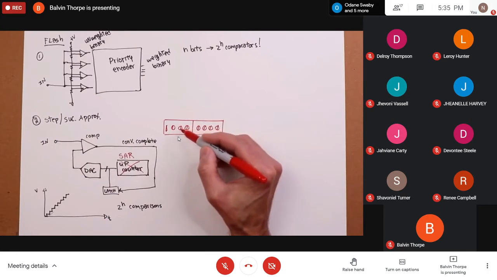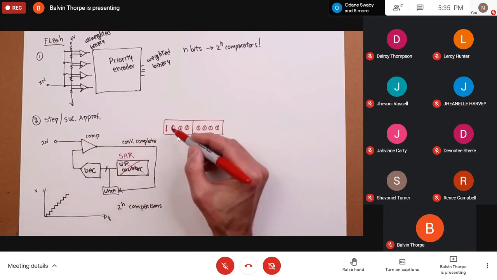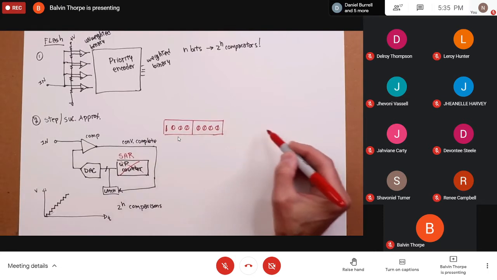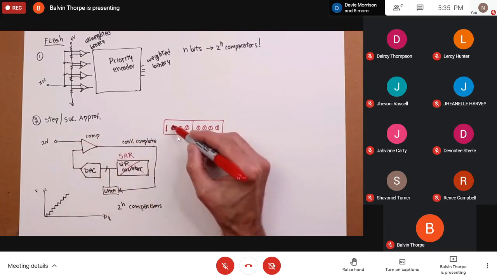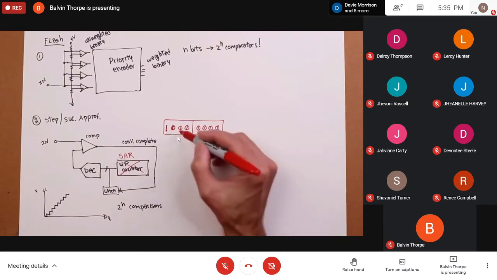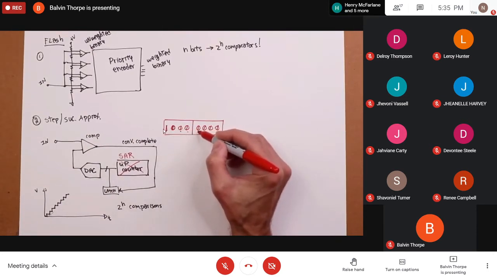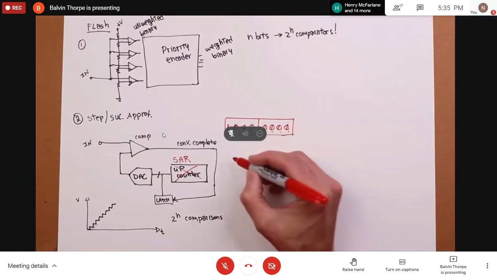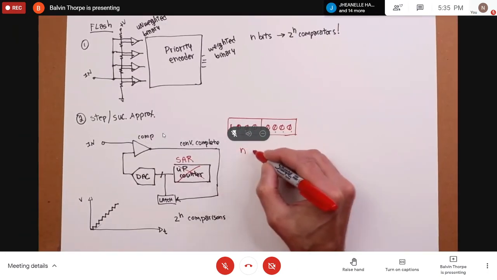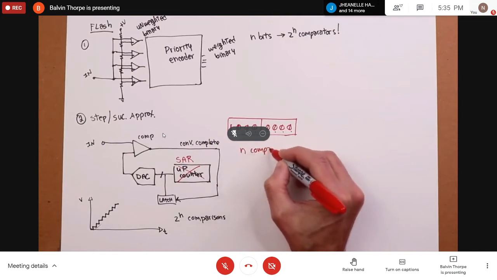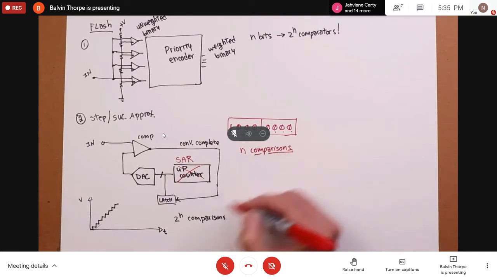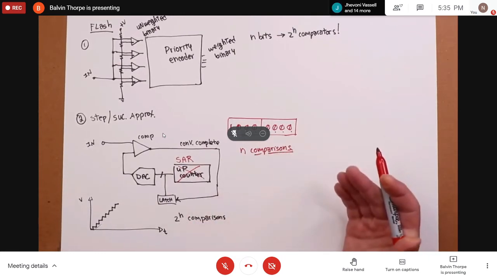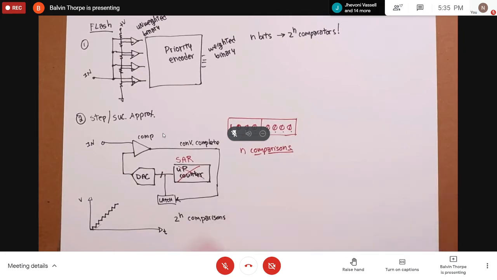If it is, it'll go on to the next one. Now, if it's not, in other words, if 1, 1, 0, 0, 0, 0, 0, 0 is higher than the input, then we'll simply reset this back to 0. Go to the next bit. So what we do here is the number of comparisons is n. Oh, that's way better, rather than 2 to the n. If I have a 16-bit converter, that's only 16 comparisons. So this thing is way fast compared to using an up counter.